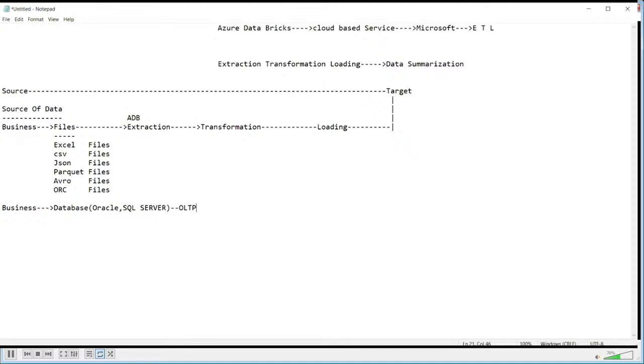You will receive the data from what? The OLTP system. So now, guys, ultimately from this database, we pull in the data using the same process. Extraction will be done. That means using ADB, we extract the data. And once the data is extracted, we perform the transformation on the data. Transformation is the actual process of data summarization or loading the data as per the requirement of the client.